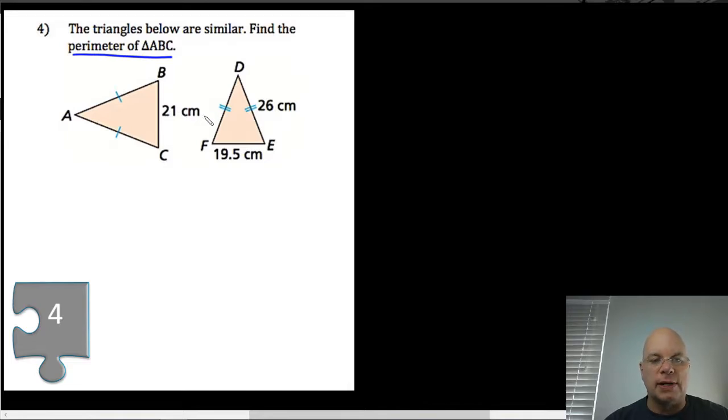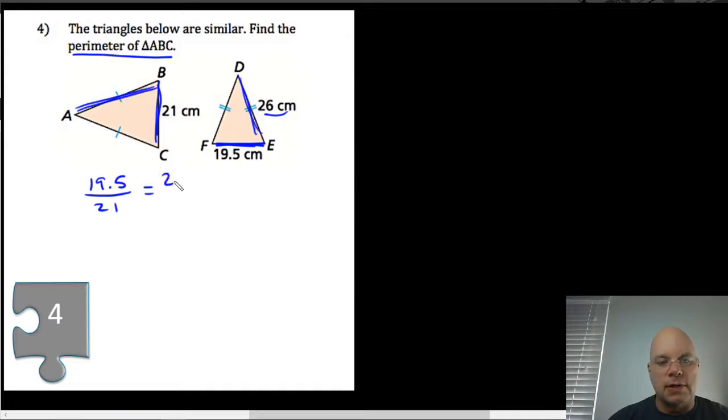These are clearly not oriented in the same way, so you have to realize that when you're comparing corresponding sides, this side corresponds to this side. So 19.5 over 21 is equal to 26 over x. And there aren't going to be any nice scale factors, so let's use a cross product equation. 19.5 multiplied by x is equal to 21 multiplied by 26.